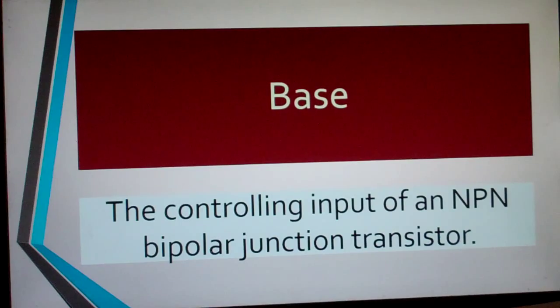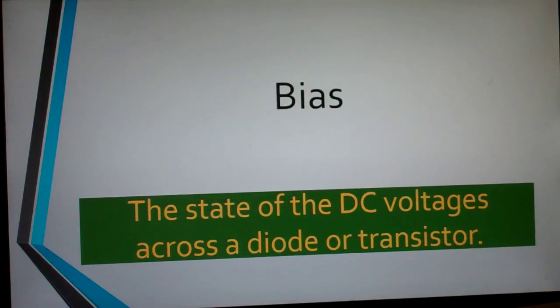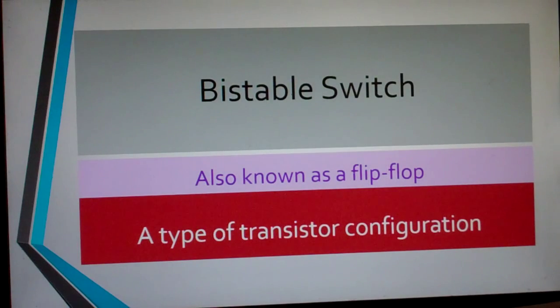Base, the controlling input of an NPN bipolar junction transistor. Battery, a device which uses a chemical reaction to create an electrical charge across a material. Bias, the state of the DC voltages across a diode or transistor. Bipolar junction transistor, the abbreviation is BJT, a widely used type of transistor. Bistable switch, also known as a flip-flop, a type of transistor configuration.